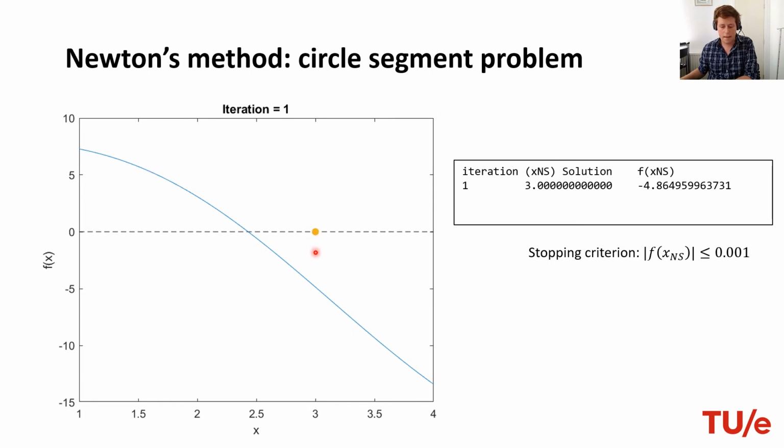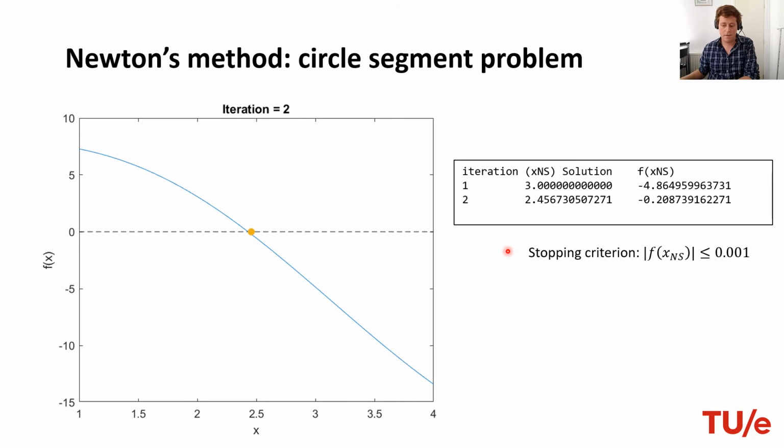But if we just plot this figure, we see it looks like this. We start Newton's method from x equal to 3. And then what do we do? Well, we evaluate the function, which is almost -5. So that means that we're quite far from the true solution of f(x) equal to 0. So we evaluate the function, we evaluate the tangent line, and the crossing of the tangent line with the x-axis will be the solution in the second iteration. And that's what we see here. So we made a big step in x, and we're getting very close already to the true solution.